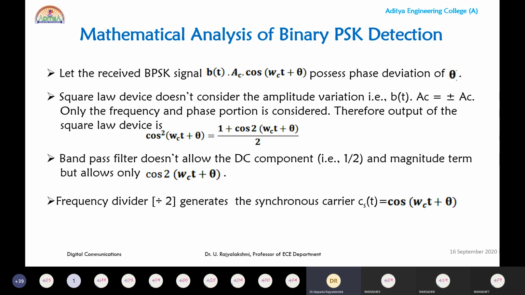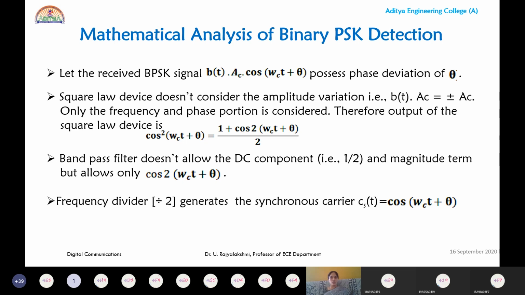Okay. And what is the square law device? Already I told you that this BPSK signal is applied to the square law device to generate the coherent carrier. And this is also applied to the multiplier, that is the synchronous demodulator. So what will this square law device do? For the generation of the coherent carrier, we don't consider the amplitude part, because in PSK the amplitude of the modulated signal is constant. It is the same as the synchronous carrier, but the difference lies in the phase.